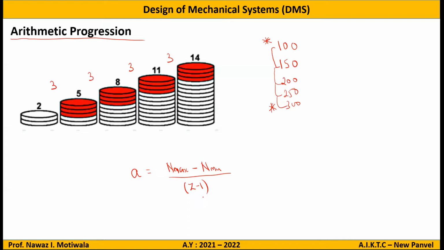Sir, n max तो समझ में आ गया कि maximum speed, n min भी समझ में आ गया minimum speed. What is that? ये Z की भला क्या है? अब नई चीज. So Z are the number of steps you want.